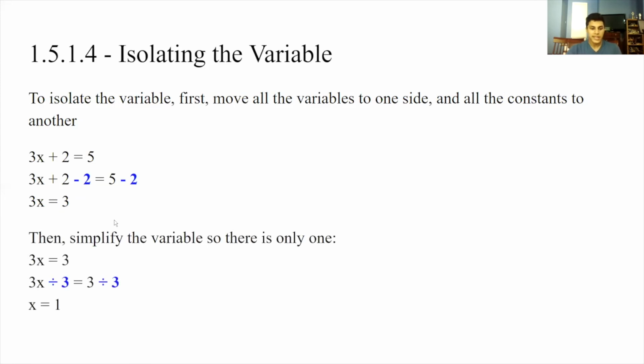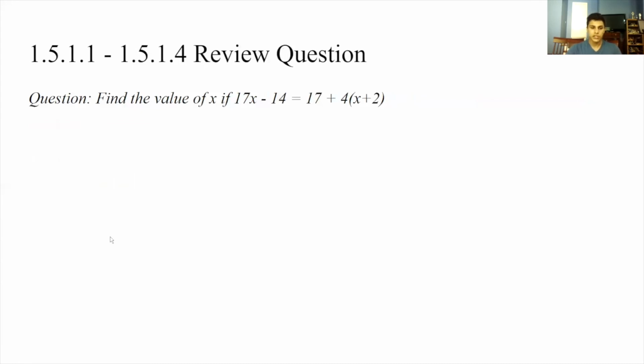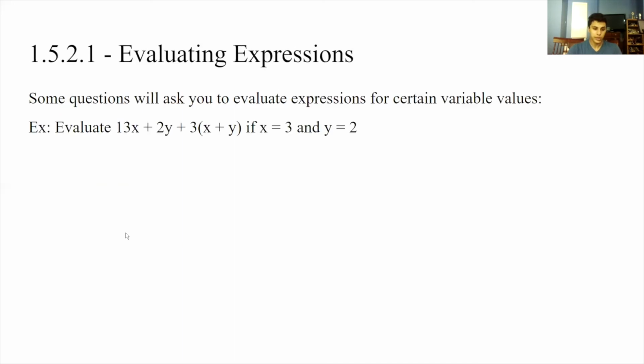And then we learned that the second step is just to simplify that down so there's only one value of each variable. So your format is variable equals some number. So in order to simplify 3x equals 3, we divided out the 3 in 3x and got x equals 1. And then we did one review question to go over isolating the variable. And we found that this was equal to 3.